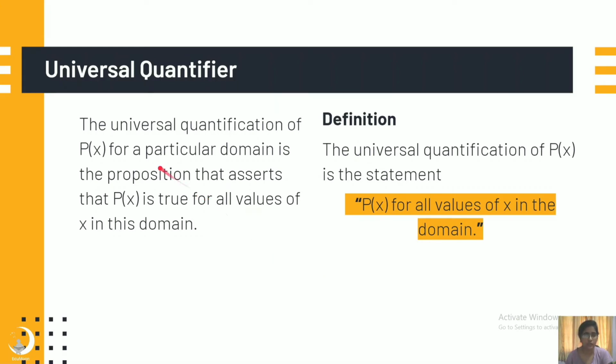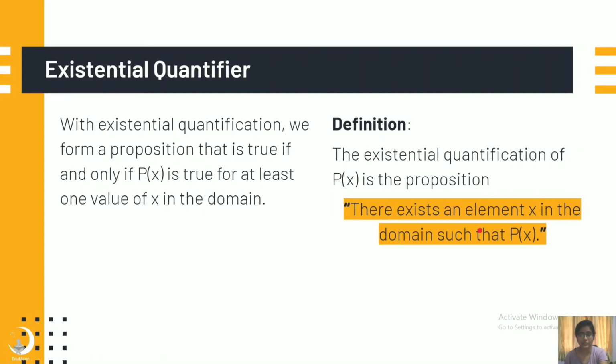Universal quantifier. The universal quantification of P of X for a particular domain is the proposition that asserts that P of X is true for all the values of X in this domain. Here is the definition for the universal quantifier. The universal quantification of P of X is the statement P of X for all values of X in the domain.